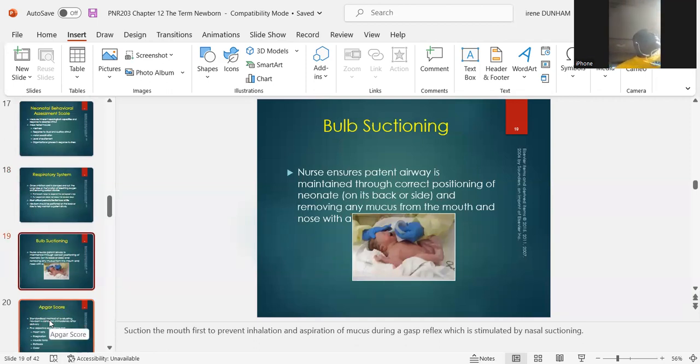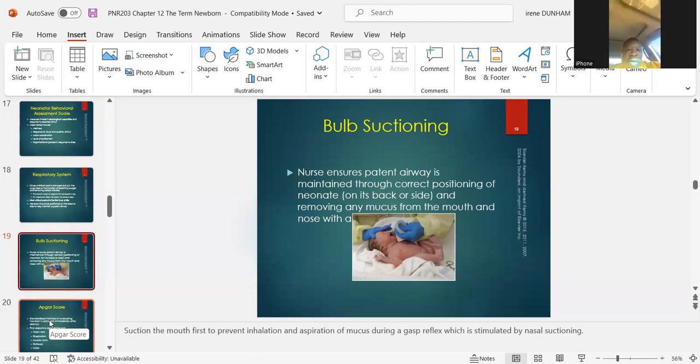So we want to make sure that the airway of a baby is what? Open, patent. So we want correct positioning of the neonate. I said on his back or his side. Remember that now. Write that down. And then removing any mucus from the mouth and nose with a bulb syringe.